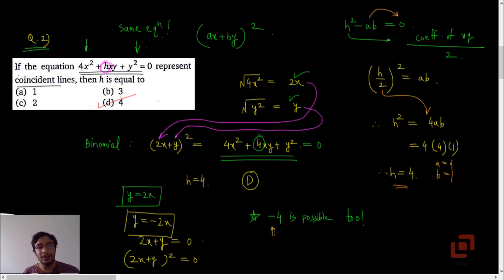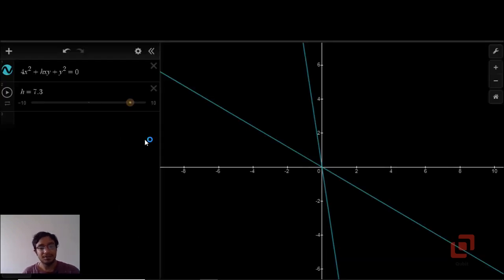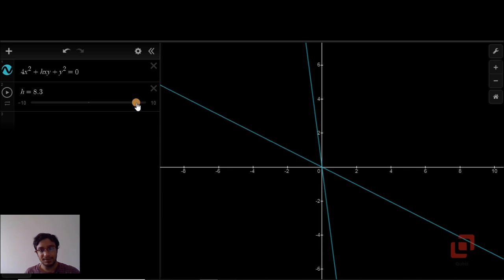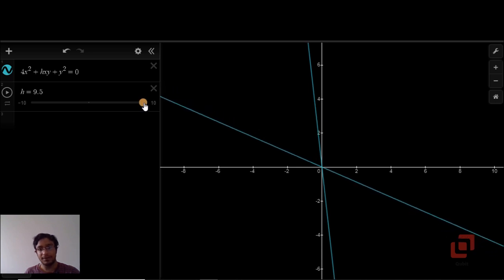Now I will show you our result graphically, okay. Yes, so what I have done is I have plotted this equation 4x squared plus hxy plus y squared equal to 0, okay, with h being the parameter. So as I change h, you will see that we will get different lines, or I should say different pair of lines, okay.